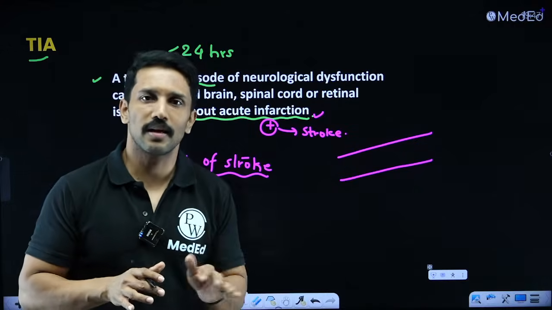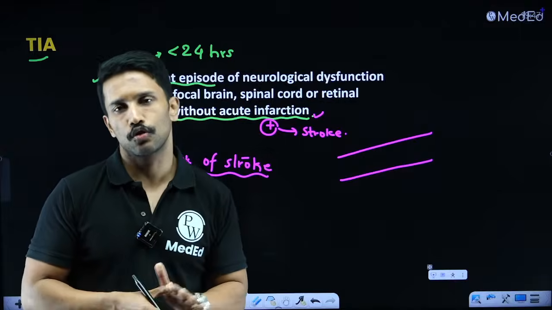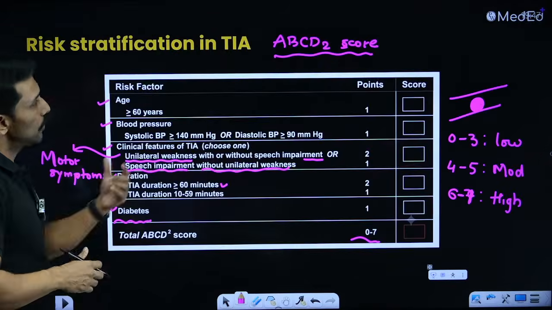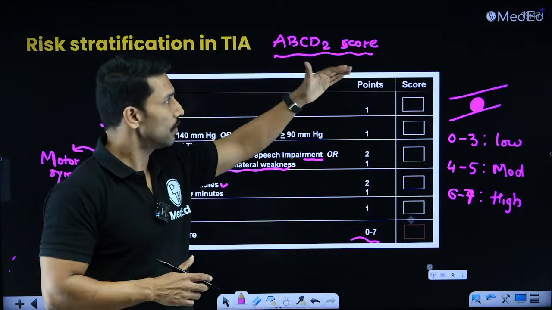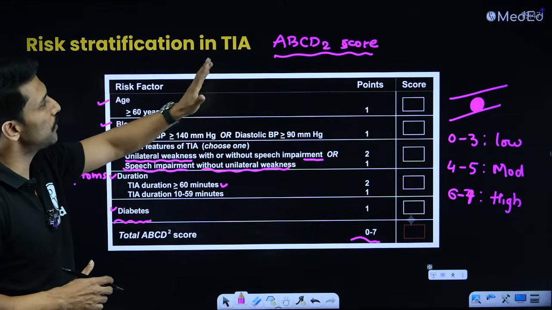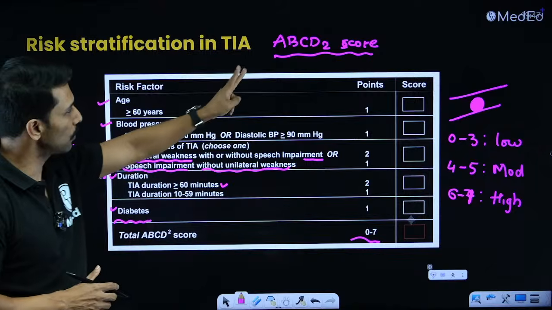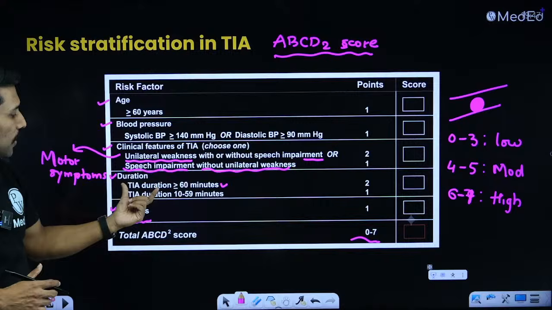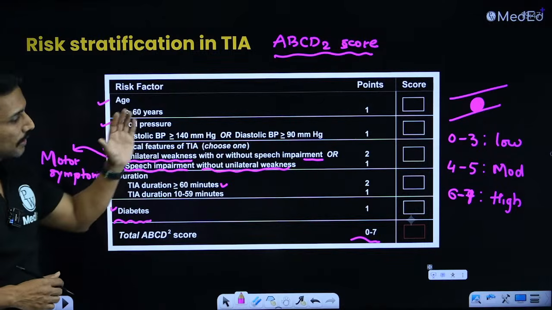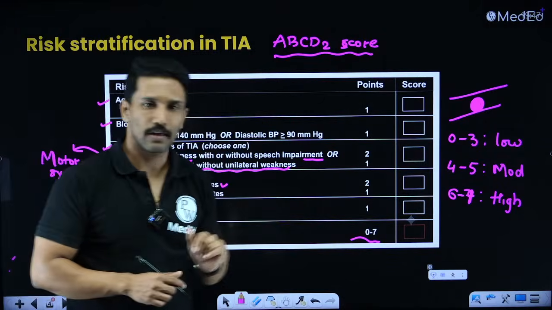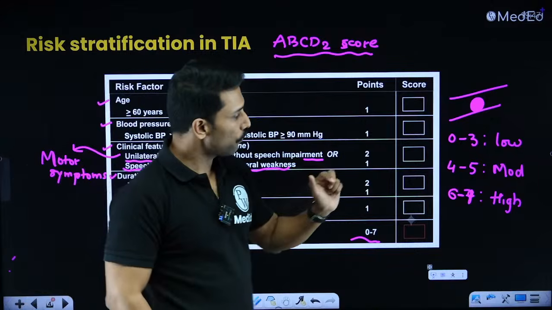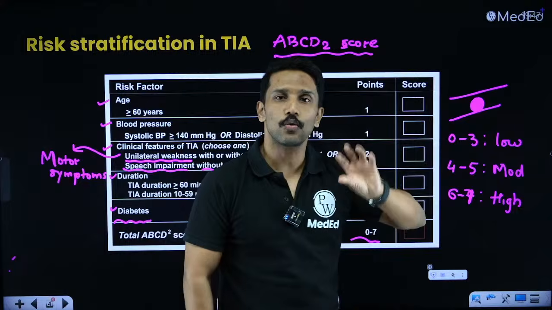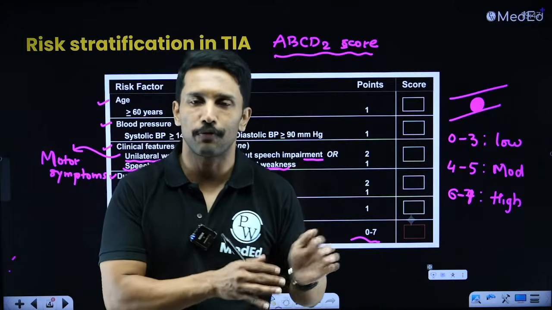Generally, having a TIA means you are at high risk of stroke. And we can assess the risk of stroke using the ABCD2 score, where A stands for age, B for BP, C for clinical features, whether motor weakness or speech impairment. There are two Ds, one for duration of TIA and the other one is diabetes. The maximum score we can get is 7. So if you have a score of 4, 5, 6 or 7, you have moderate to high risk of developing a stroke in the near future.